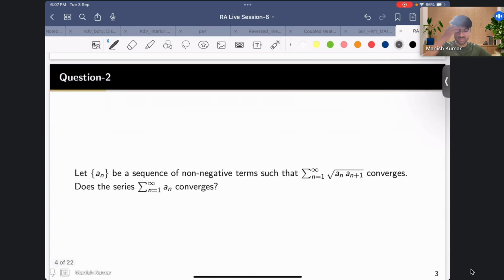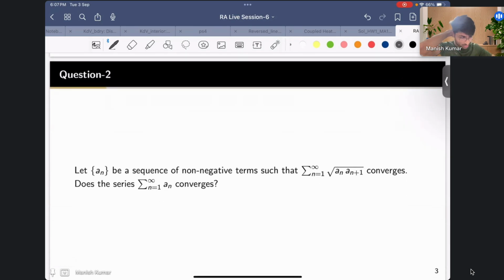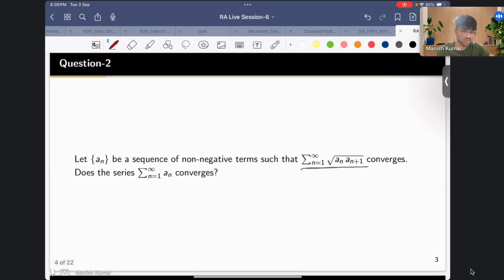The second question is basically the converse of the first one. Over here you have been given that this summation of root of a_n times a_{n+1} is convergent. Then the question is, will this imply that summation a_n is finite, or the series summation a_n is convergent? Can you say this? What do you think? The first thing is, what do you expect? Do you think it should be true or should be false?